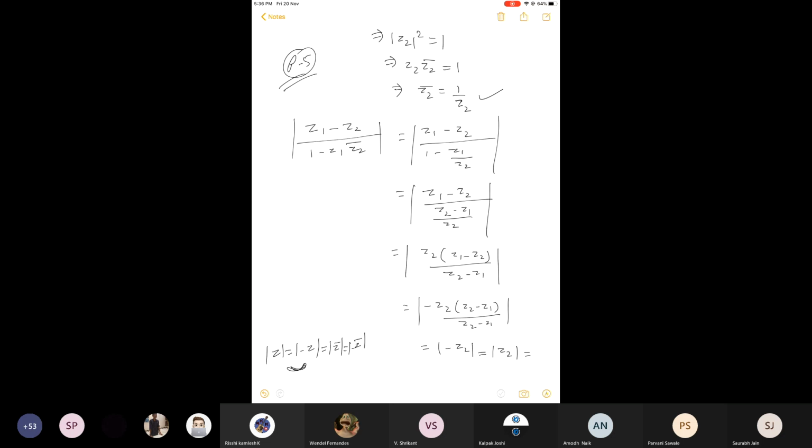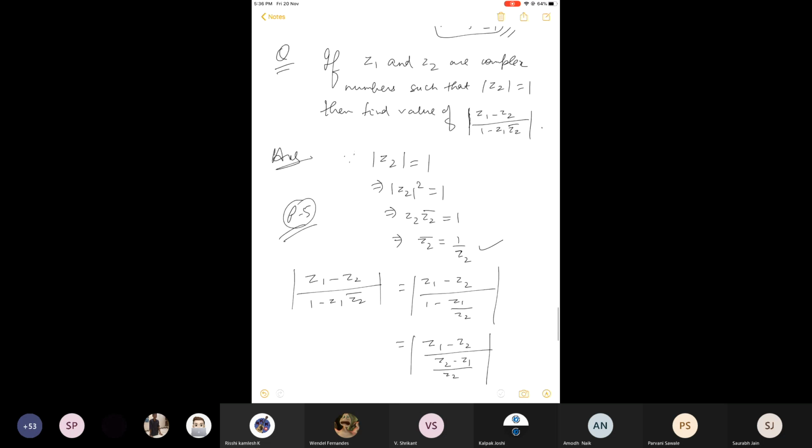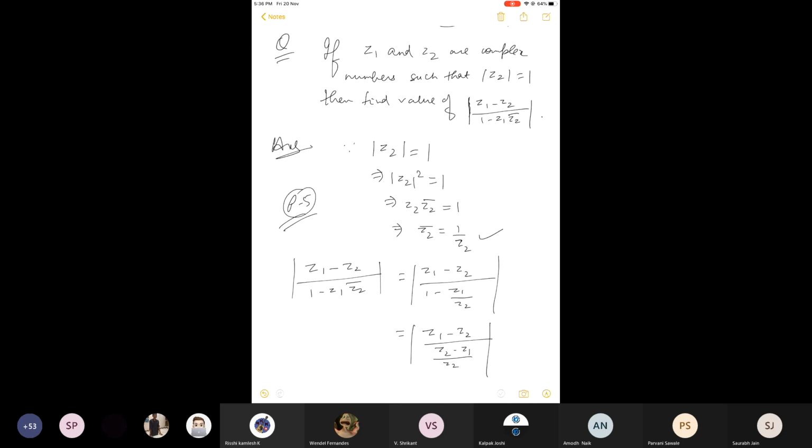And what is its value? Its value is 1. It is given in the question itself. So ultimately, it is the use of the value given in the question, and property 5. Mod Z2 is 1. Square it. Use property 5. Write Z2 bar as 1 by Z2 and put its value here in the question.